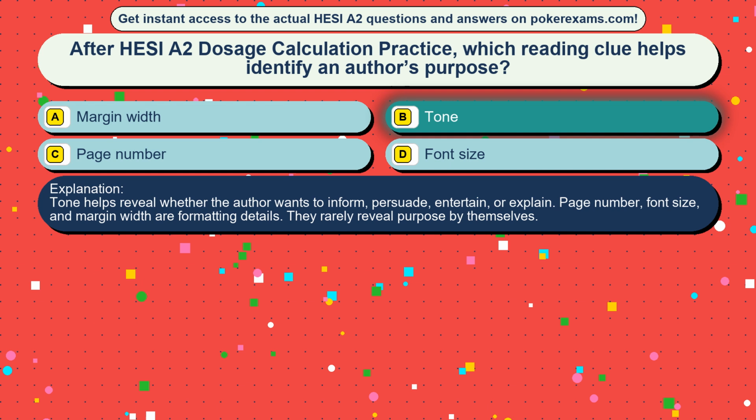Tone helps reveal whether the author wants to inform, persuade, entertain, or explain. Page number, font size, and margin width are formatting details. They rarely reveal purpose by themselves.